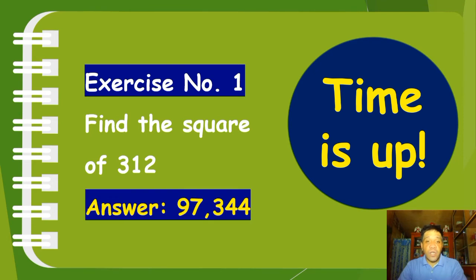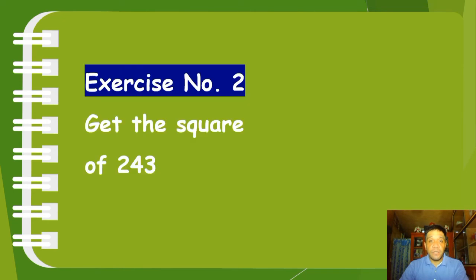So the answer is 97,344. Again, 97,344. Okay, are we up? Alright, let's proceed to example number 2. The given example number 2 is: get the square of 243. Again, get the square of 243. Timer starts now.